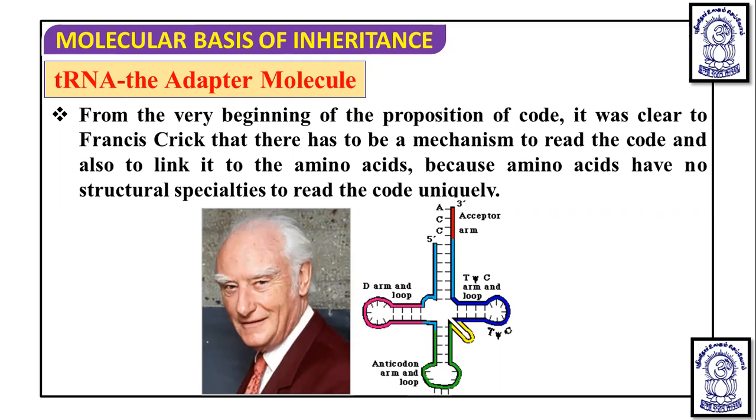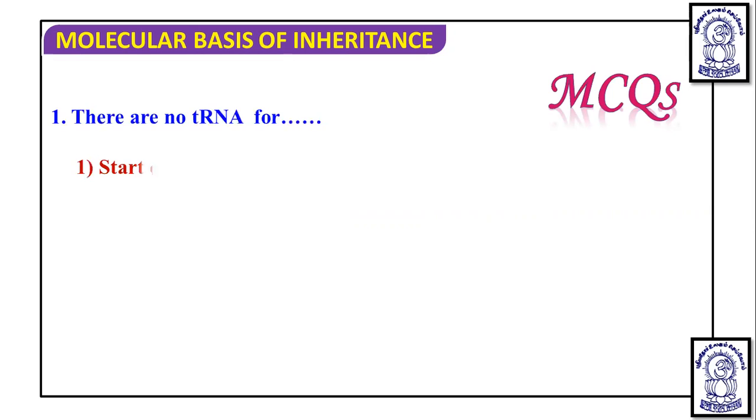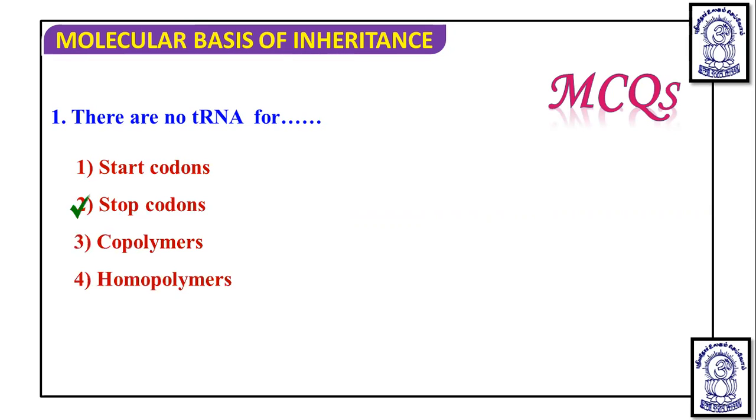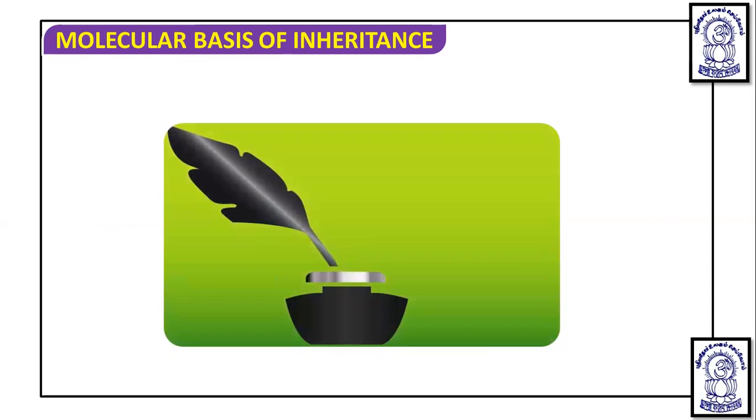About tRNA, we have already covered the tRNA structure in detail when we discussed the different types of RNA. Today we have discussed the genetic code in detail. There is no tRNA for the stop codons UAA, UAG, and UGA. The secondary structure of tRNA looks like a clover leaf, and the 3D structure looks like an inverted L shape. I hope you understood this genetic code. You should remember the properties, as they are important points.